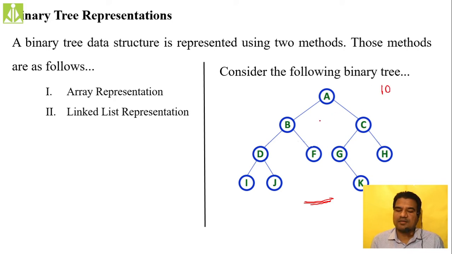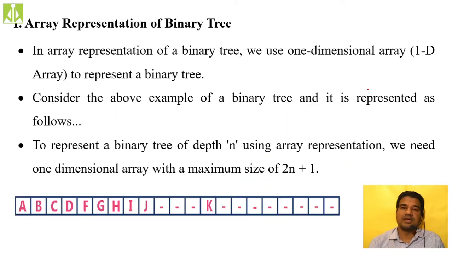And how many edges do we have? How many links do we have? 3 4 5 6 7 8 9, 9 edges we have. So it is a tree, and moreover it is a binary tree, as it has 0, 1 or 2 children nodes. Okay, so quickly, how are we representing it? In order to represent a binary tree with n nodes using arrays, we need 2n plus 1 array size. How much array size do we need to represent a binary tree with n nodes? We need 2n plus 1 size array.